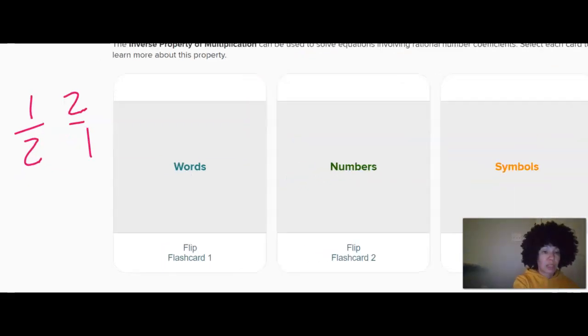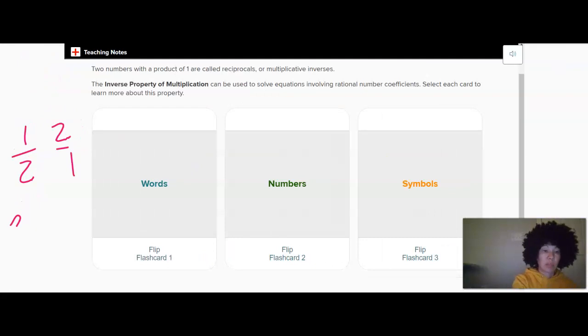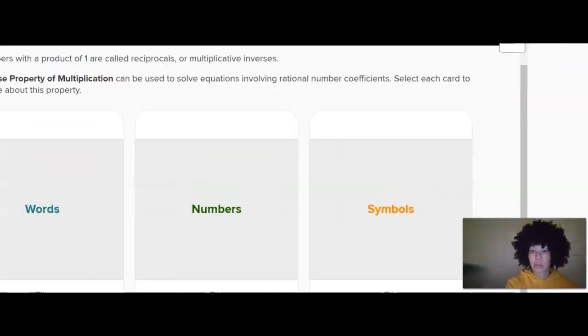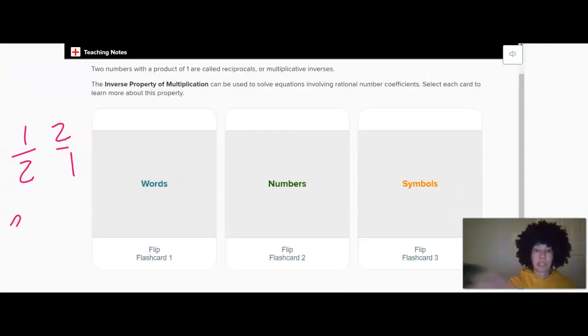If the number is, I don't know why it always does this. All right, let's go back. Reset. If the number is, stop doing that. Just waste my time.